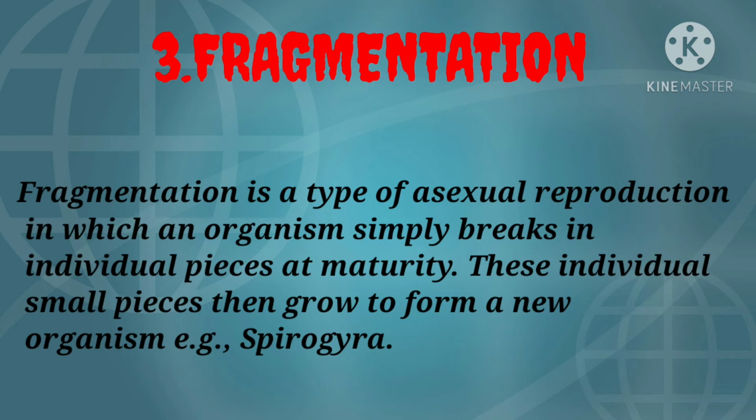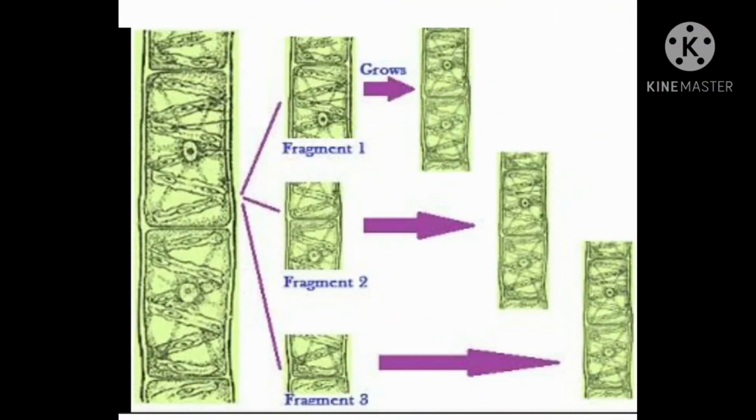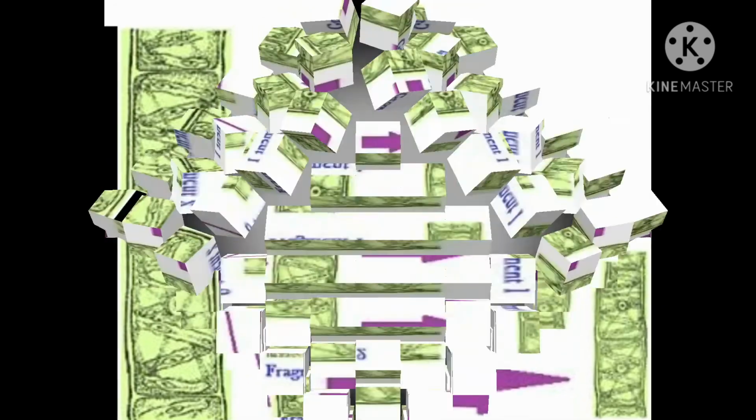So now let's see the diagram of the Spirogyra, then it should be clear. So this is the diagram of a Spirogyra, in which its body breaks into small fragments, and each fragment will give rise to a new Spirogyra.